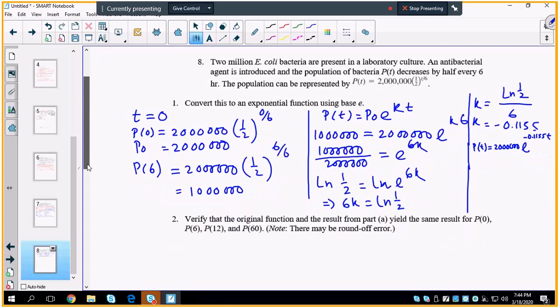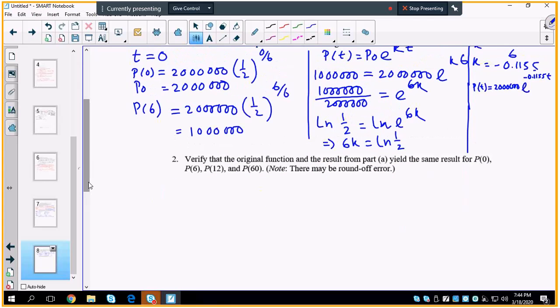The second one is asking me to find P of 6, P of 12, and P of 60. First, it is asking me from part A to yield the same result for P of 0. So if I say P of 0, then I get 20,100,000 times e to the power negative 0.1155 times 0. If you multiply by 0, it is 0. So this is going to be 20,100,000. That number doesn't change.